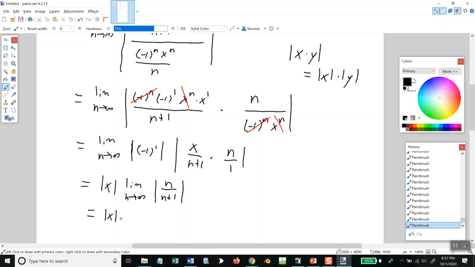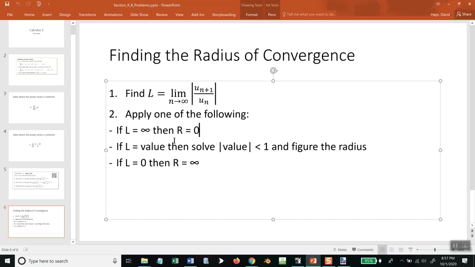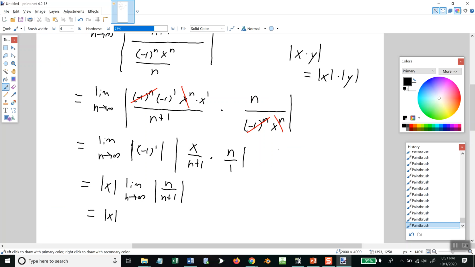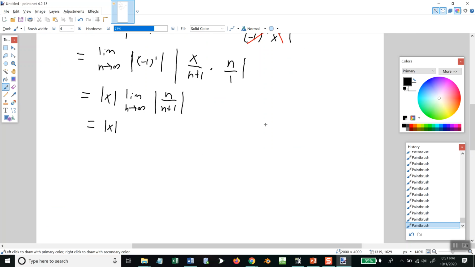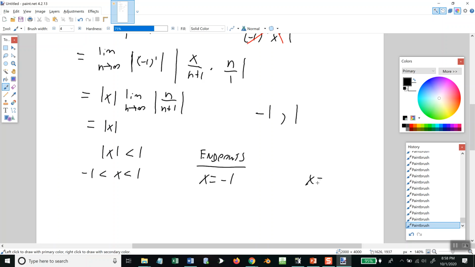So we got this, which is a value. If you get a value, this says that you're going to set it less than 1 and then figure out the radius and your interval. So this will go from negative 1 to positive 1. So I know my answer is going to be negative 1 to positive 1. What I don't know is what's happening at the endpoints. So for the endpoints, I need to check. I'll plug in negative 1 and I'll plug in a positive 1 into our original problem for x.